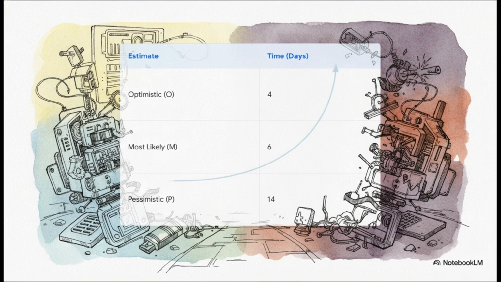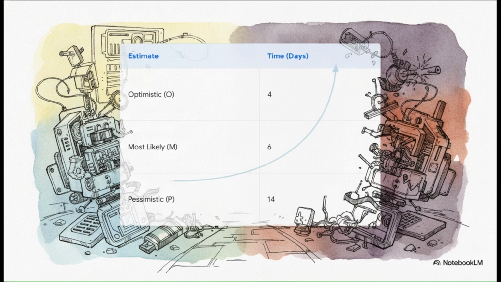Things are far more likely to go terribly wrong than terribly right in this scenario. Let's plug those numbers into the formula: 4 plus 4 times 6 plus 14, divided by 6. And this brilliantly illustrates the sheer power of PERT. Our expected time comes out to exactly 7 days.